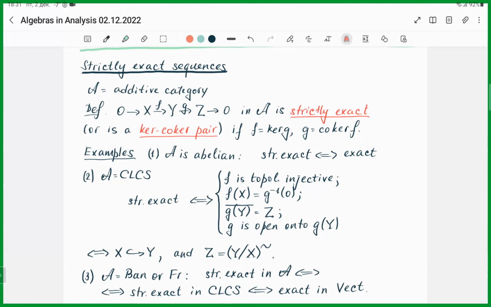And the range is closed because this is equal to the kernel of G. So F is a topological embedding, and G is open because it is surjective. And the other way around, if our sequence is strictly exact in the category of complete locally convex spaces, we see that there is no need to take the completion of the quotient, because the quotient of a Fréchet space modulo a closed subspace is already complete, and we get the exactness in the category of vector spaces.